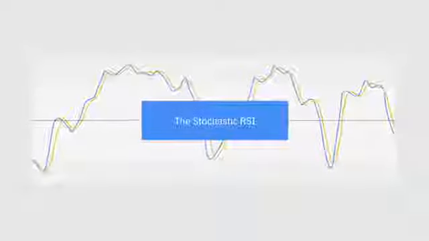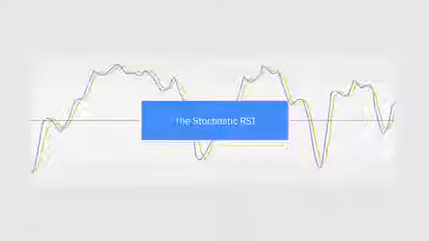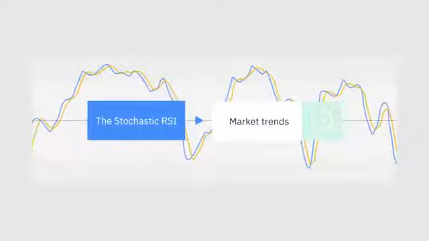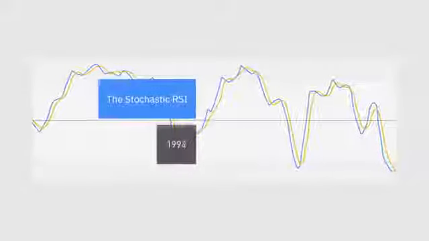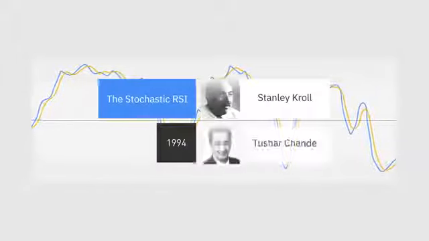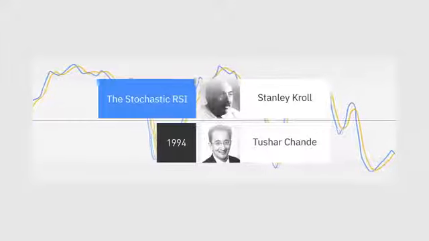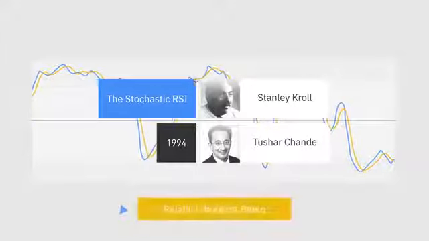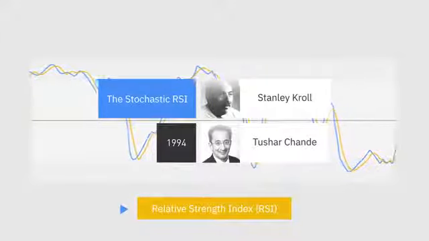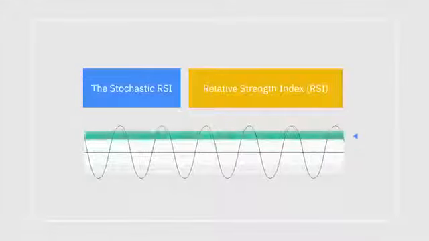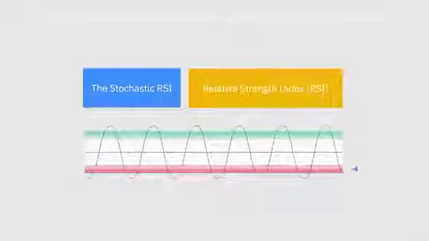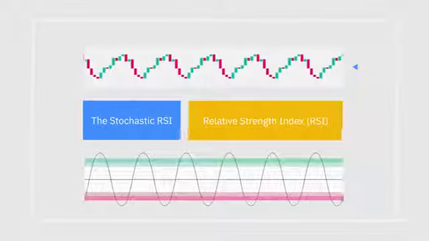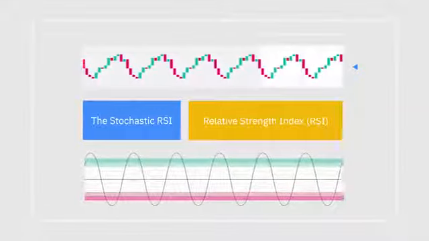The stochastic RSI is a technical analysis indicator used to identify market trends. It was created in 1994 by Stanley Kroll and Tushar Chande with the goal of increasing the sensitivity of the regular Relative Strength Index, or RSI, indicator. Both of these indicators are oscillators used to identify overbought and oversold conditions by measuring changes in the price of an asset over a given time period.